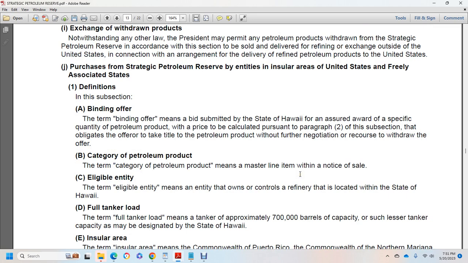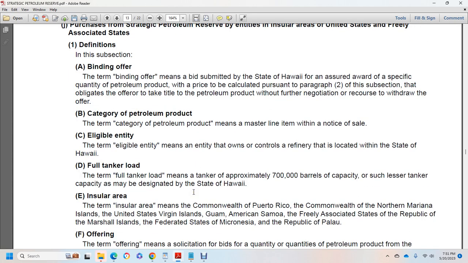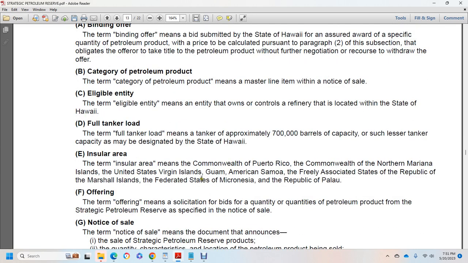B. Category of petroleum product. The term category of petroleum product means the master line item of the notice of sale. Eligible entry. The term eligible entry means an entity that owns or controls a refinery located in the State of Hawaii. Full tanker load means a tanker of approximately 700,000 barrels of capacity, or such lesser tanker capacity as may be designated in the State of Hawaii.